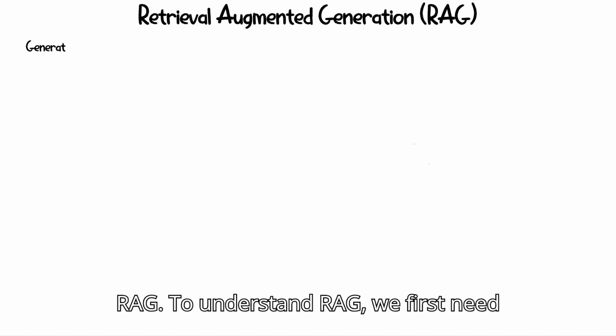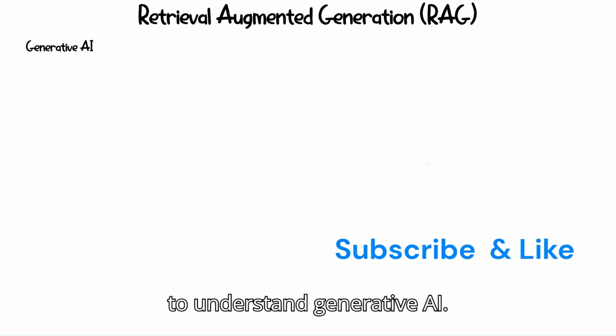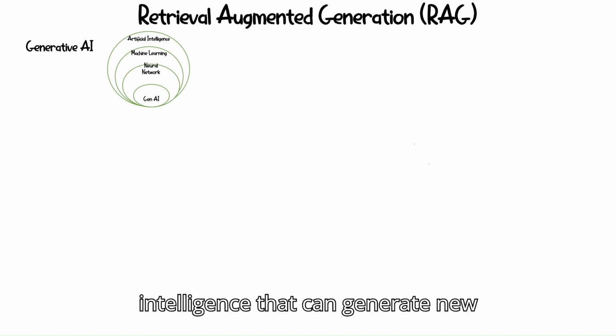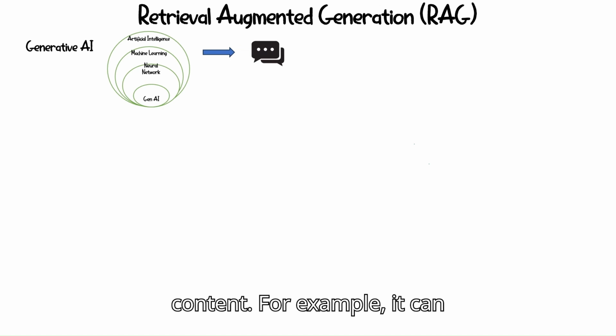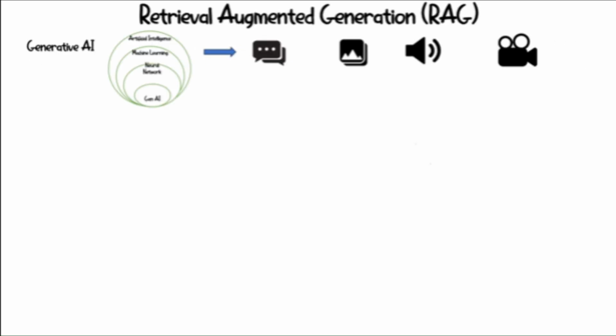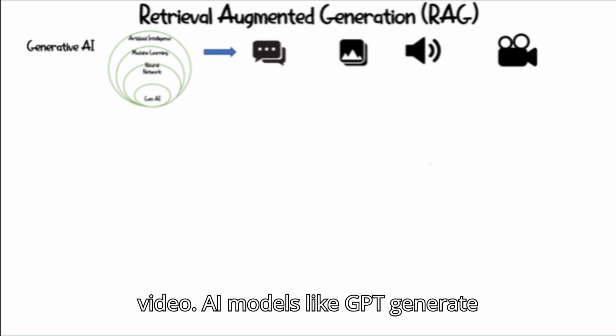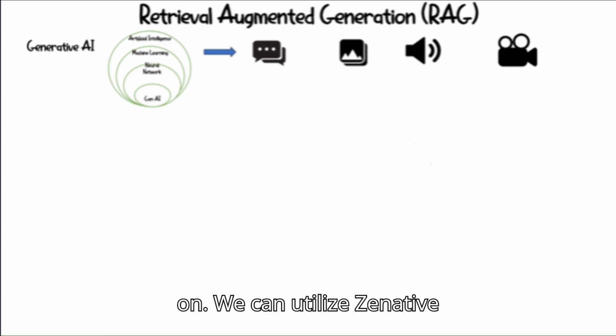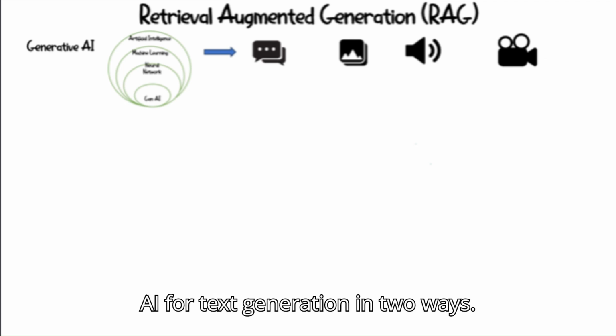To understand RAG, we first need to understand generative AI. Generative AI is part of artificial intelligence that can generate new content. For example, it can generate text, image, audio, and video. AI models like GPT generate text based on the data they were trained on. We can utilize generative AI for text generation in two ways.